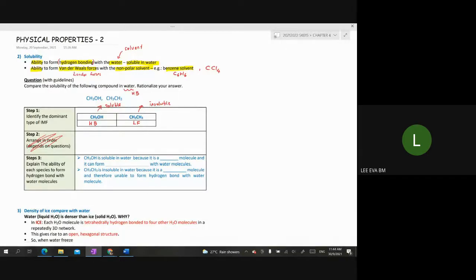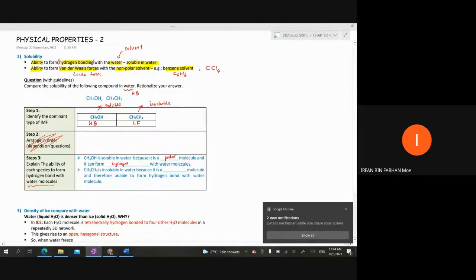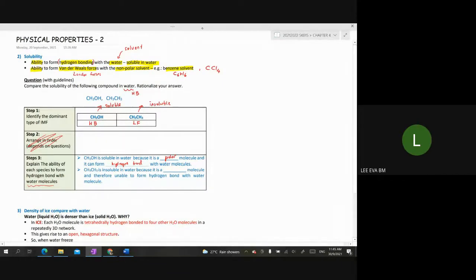Okay, step 3, explain the ability of each species to form hydrogen bonds with water molecule. Dia form bond dengan siapa? Kena ada ya. So CH3OH is soluble in water because it is a polar molecule and it can form hydrogen bonds with water molecule. So highlight with water molecule. Jangan sampai hydrogen bond lepas tu awak stop.